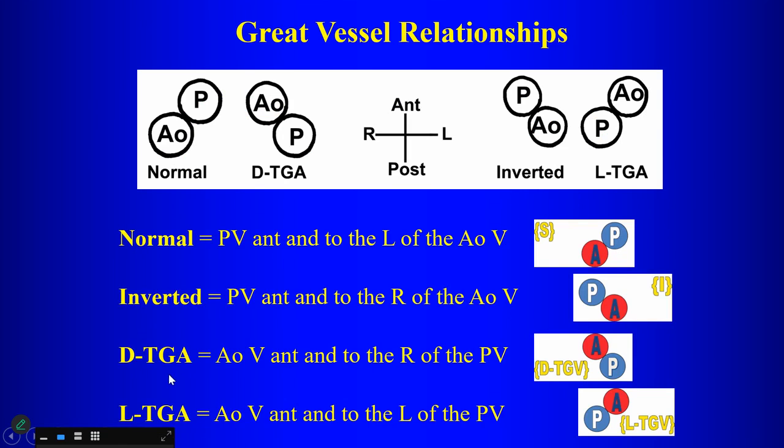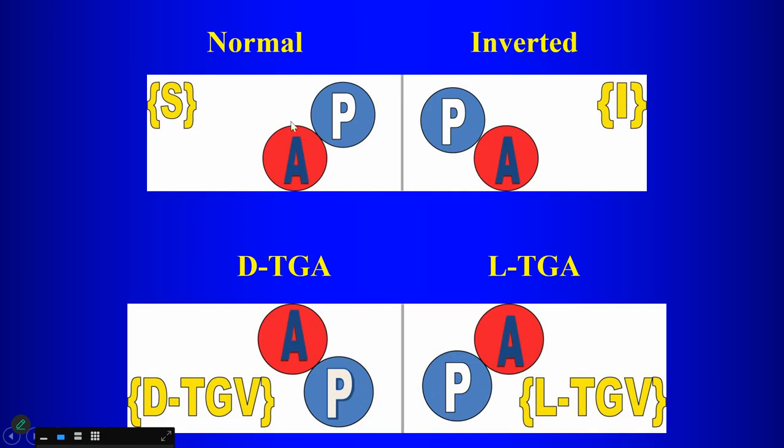With D transposition, the aorta is anterior. Remember, with transpositions, the aorta tends to be anterior to the pulmonary artery. With D, it's from a D loop, winds up to the right. With L, it's from an L loop, winds up to the left. Right? So normal, we know that. Inverted, the mirror image of normal. D transposition, aorta is anterior, usually to the right. L transposition, aorta is anterior, usually to the left. These are the abbreviations that we would use if we're talking about the relationship of the great vessels.